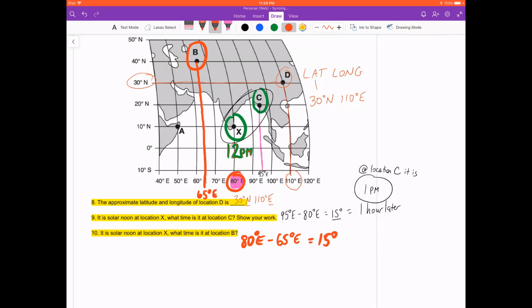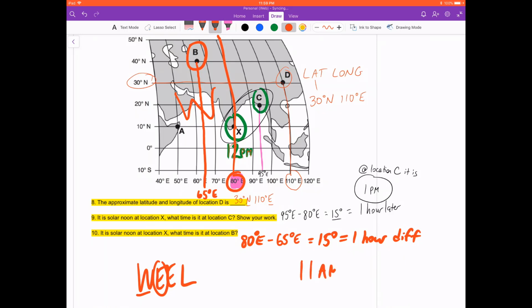So once again, there's a 15-degree difference, which means that there's a 1 hour difference, just like there was before, except this time B is west of X. And if you remember the wheel, that means that if it's west, it's going to be earlier. So 1 hour earlier than 12 p.m. is 11 a.m. And that's how we determine solar noon and answer these questions.